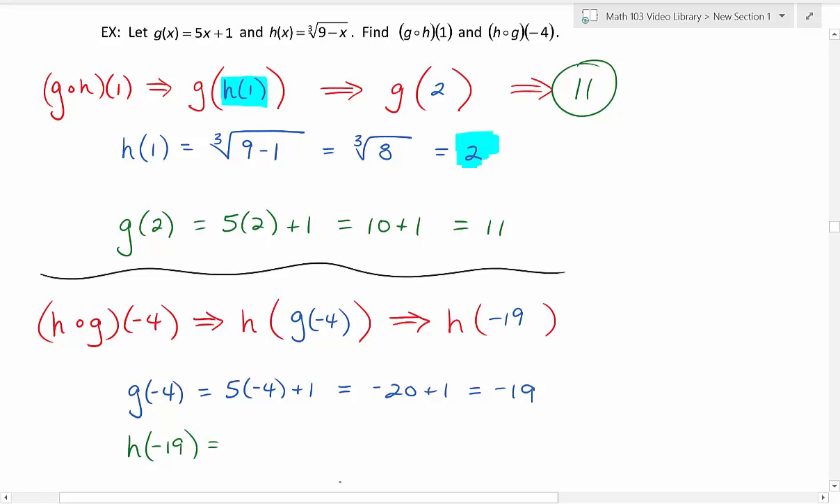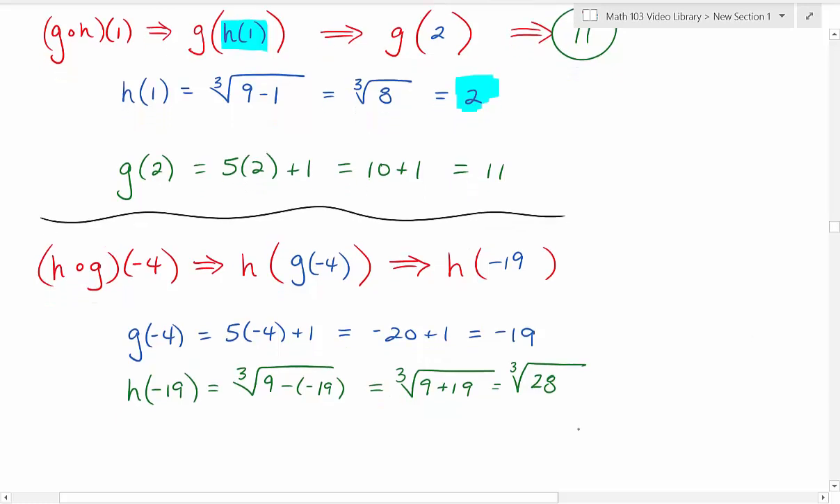h of -19 is equal to the cube root of 9 minus -19. That's equal to the cube root of 9 plus 19, which is equal to the cube root of 28. We try to simplify this cube root, but there's not a perfect cube that's a factor of 28. Therefore, h composed with g of -4 is the cube root of 28.